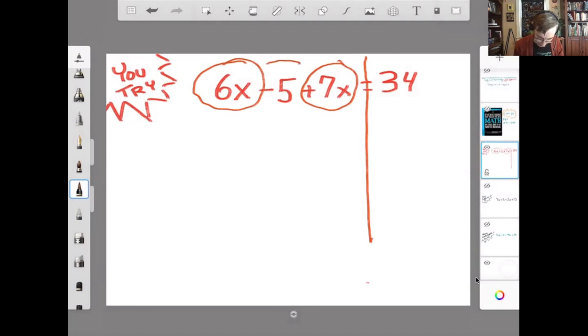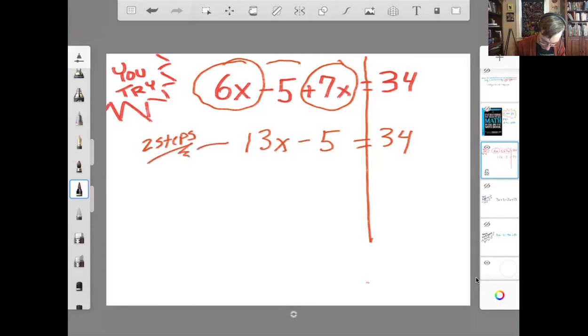6x plus 7x, which is the same as 6 plus 7, equals 13x. So the problem becomes 13x minus 5 equals 34. Now it's a two-step equation. There it is again. 2 steps. Yay! Once it's a two-step equation, you start with the addition and the subtraction.